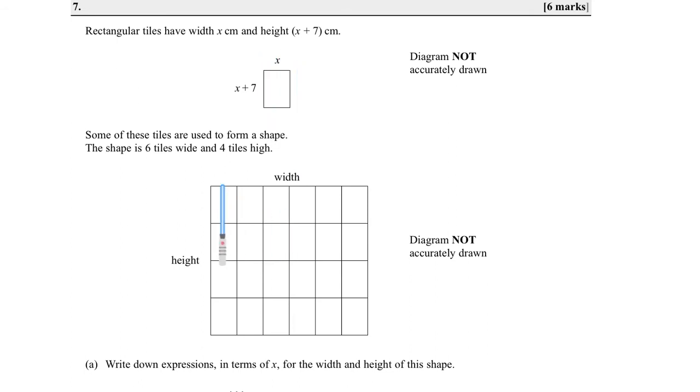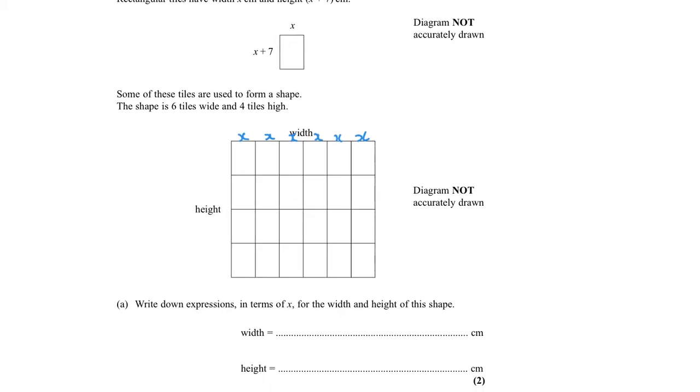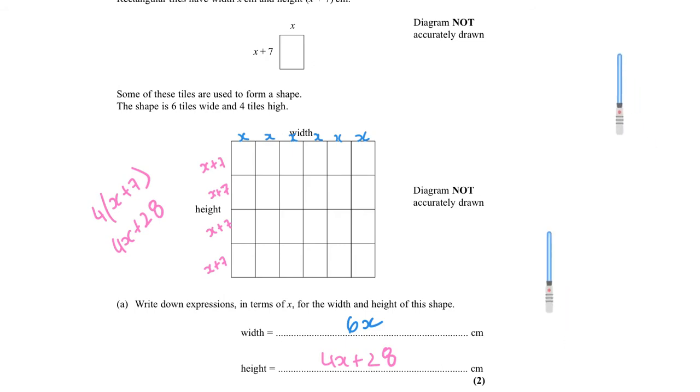We know the width is x, so we're going to have x, x, x, x, x, x. So that's 6x. The height, x plus 7, plus x plus 7, plus x plus 7, plus x plus 7. This is 4 lots of x plus 7, which is 4x plus 28. And if you wanted to, you could have just said x plus x plus x plus x is 4x, 7 plus 7 plus 7 plus 7 is 28.